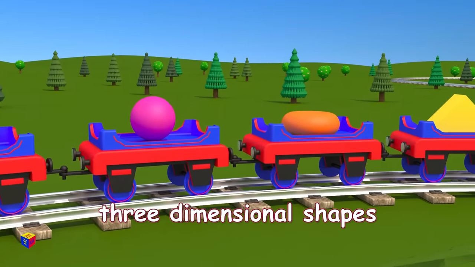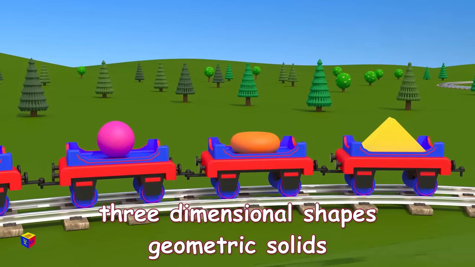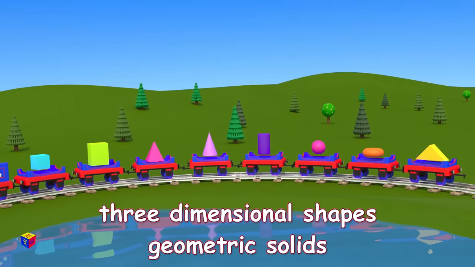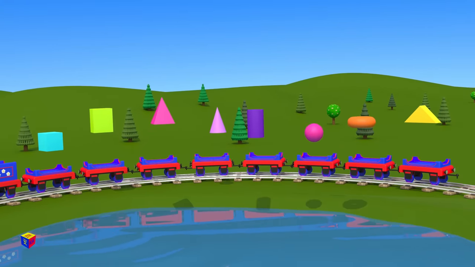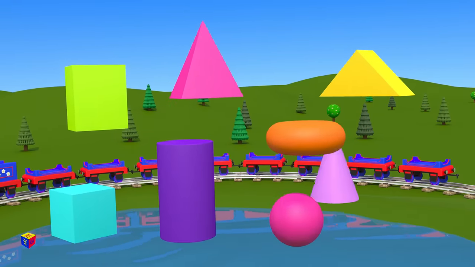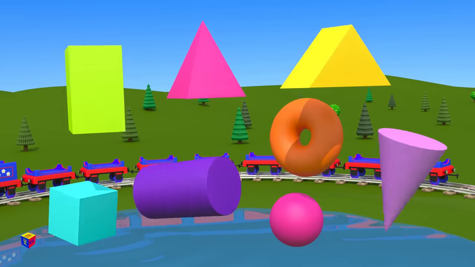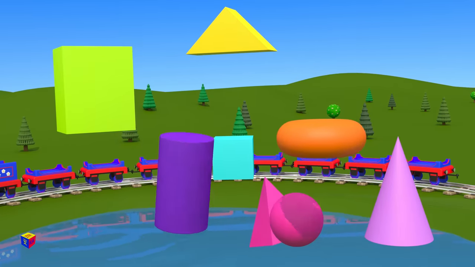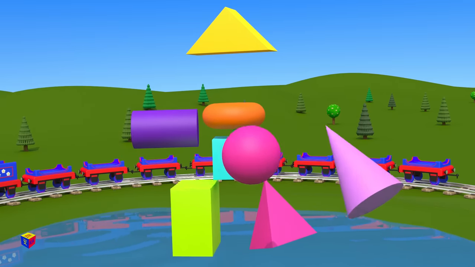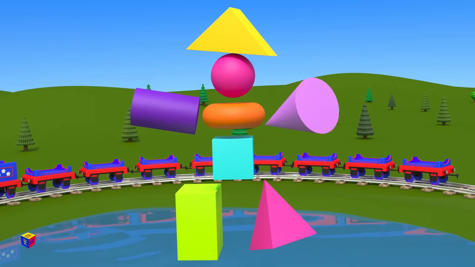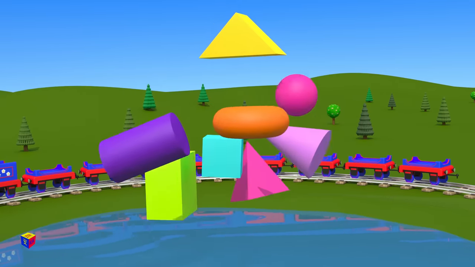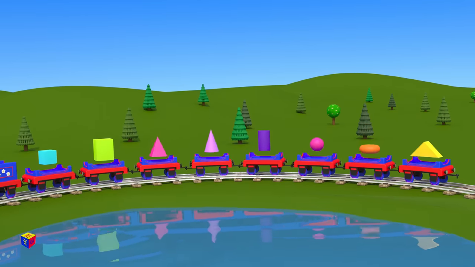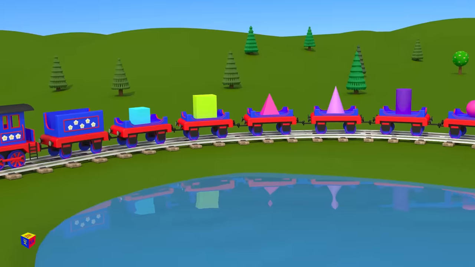They are also called geometric solids. Let us memorize both names. Yeah. 3D shapes have volume, that is, they take up space. Therefore, you cannot stack them one upon another as we did with the 2D shapes. Let's take a closer look at the 3D shapes.